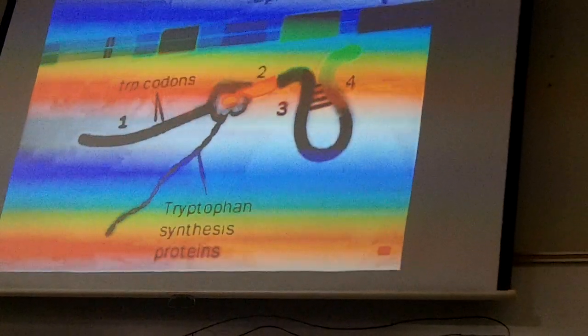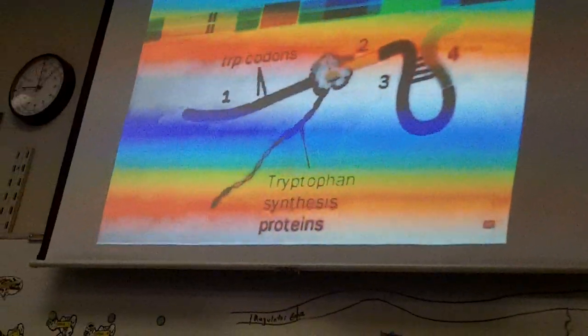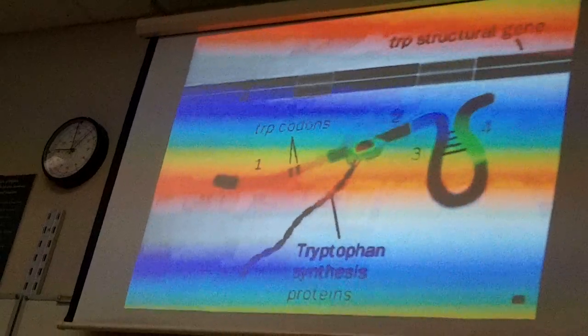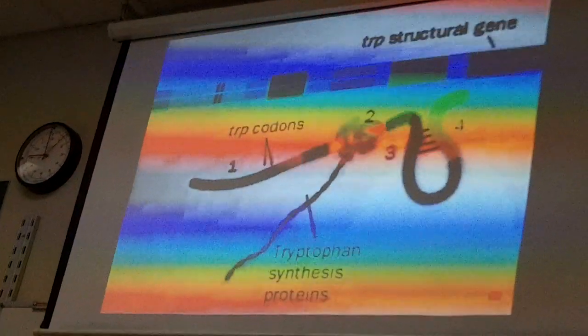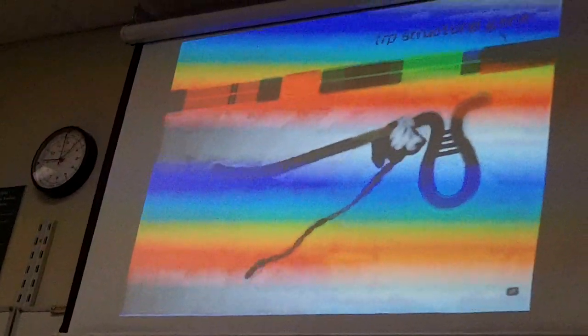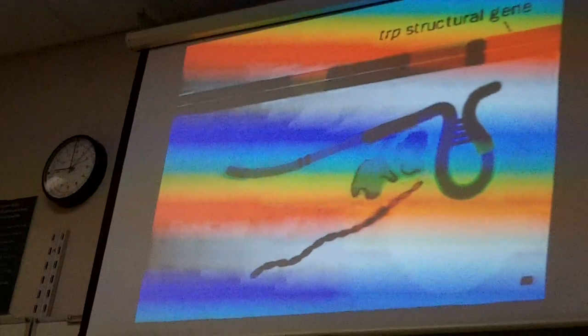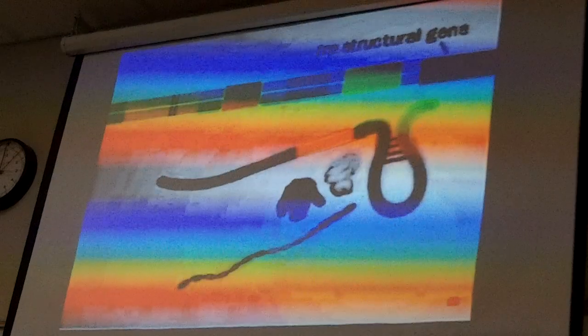If, however, tryptophan-charged tRNAs are plentiful, there is lots of tryptophan in the cell, the ribosomes read through region 1 quickly, which allows region 3 and newly transcribed 4 to pair. This stem and loop terminates transcription, and the structural genes are not transcribed. Tryptophan is not produced, and its concentration in the cell decreases.